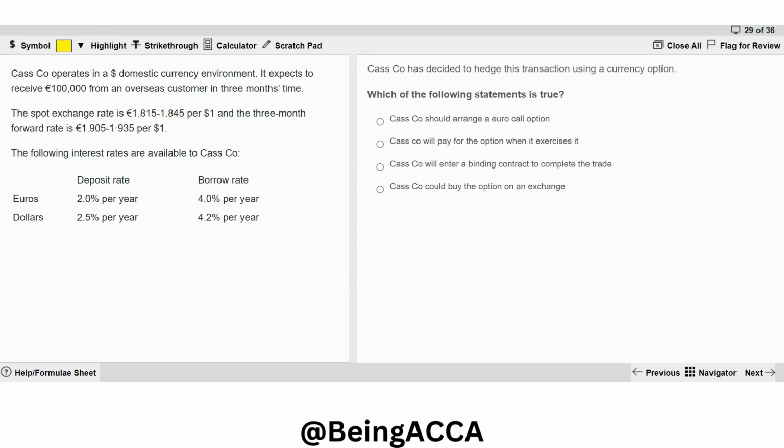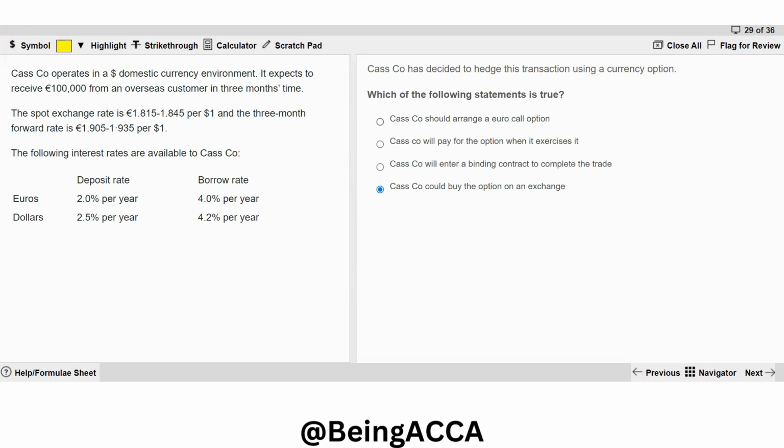CAS company will pay for the option when it exercises it. No, you still have to pay the premium as soon as you buy these options. CAS company will enter a binding contract to complete the trade. No, CAS company could buy the option on an exchange. So yes, this is definitely true. They can buy an option on the exchange to hedge their transaction using currency options.